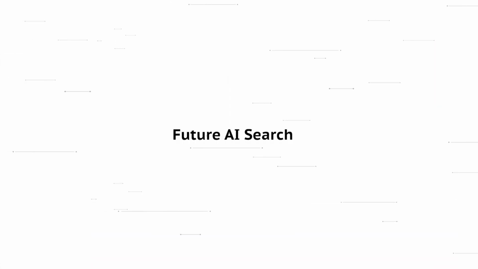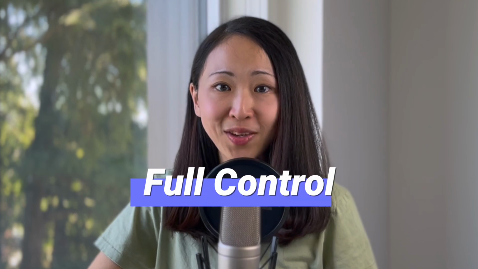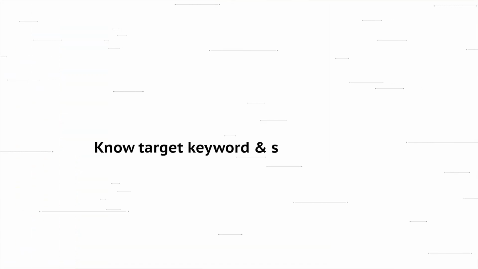In this video, I'll show you the complete on-page SEO checklist to optimize your blog posts for SEO, and more so for AI search in 2024 and beyond, so you can increase the search visibility with an area that you have full control. The first checklist item is to know the target keyword and the search intent.